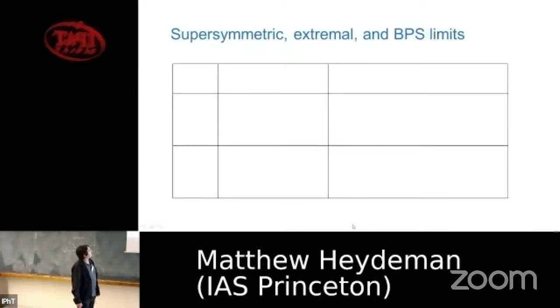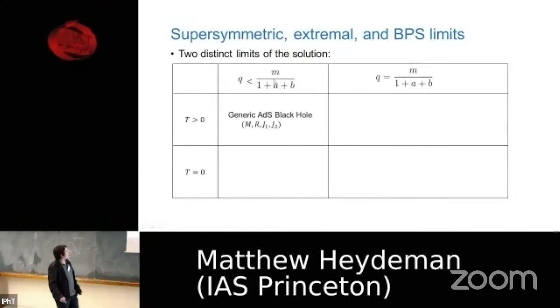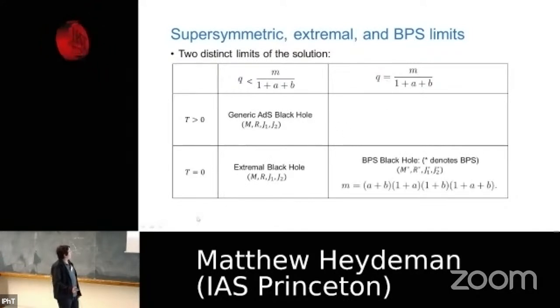I can discuss various limits of the black hole. There are 2 distinct limits. When the mass is not equal to the charge and the temperature is finite, that'll be some generic AdS black hole. That was the metric I just gave you. If I tune the temperature to 0, but don't make it supersymmetric, I'll just get an extremal AdS5 black hole. If I make it both supersymmetric and zero temperature, I'll get a BPS black hole, and stars will denote all BPS quantities everywhere. So whenever you see a star, that means evaluate the quantity at the BPS value.